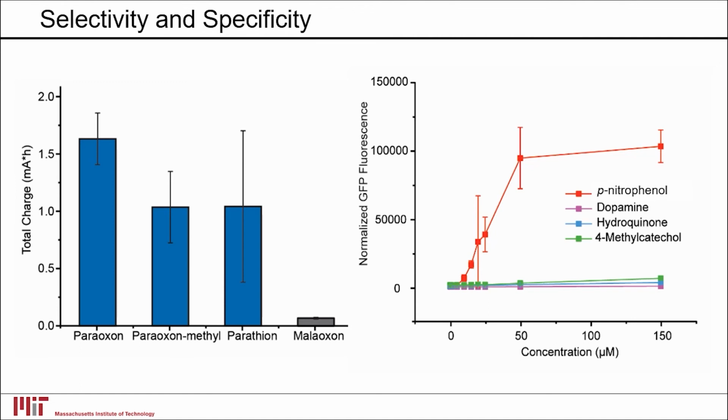As I mentioned, there are other small molecules that are similar in structure to PNP in nature. So we also tested several of these to make sure that they don't interfere with our transcriptional regulator. So here we have p-nitrophenol, as well as dopamine, hydroquinone, and 4-methylcatechol. And as we can see here, in this case we're back with the fluorescent strains, the only response we see is to p-nitrophenol. We don't see any response with these other small molecules that may be present in our samples.